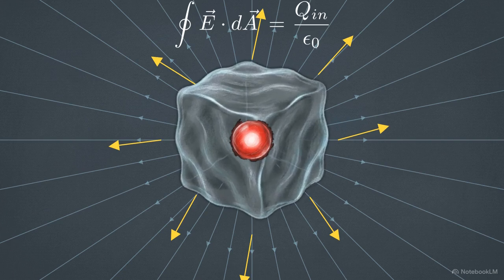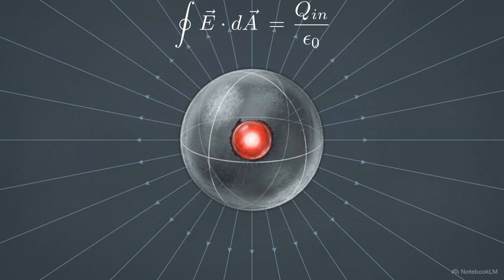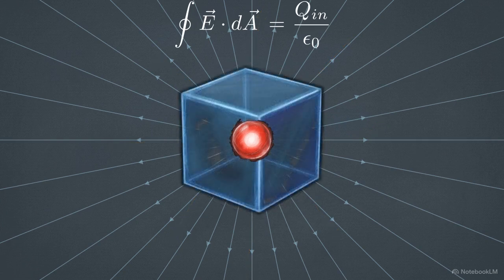Here, we can apply Gauss's law. Notice what happens to the electric field lines as the boundary morphs into a sphere and then a cube. The total number of lines piercing the surface remains completely constant. The total flux is determined by the charge trapped inside, independent of the boundary's geometry. The equation links the surface integral of the electric field to the total charge trapped inside.